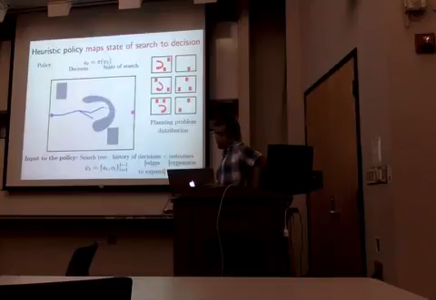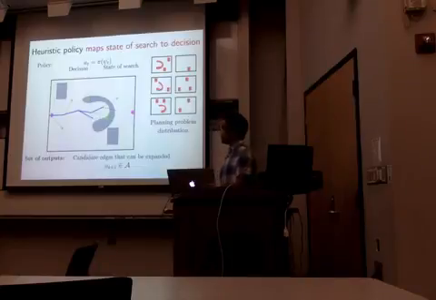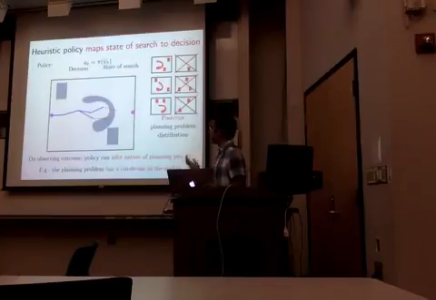So, for example, the input to the policy here is the search tree, which is nothing but the history of decisions done and outcomes observed. The output of the policy is a set of candidate edges that can be expanded. And on making a decision, the policy observes an outcome, whether the expansion was successful or not, or whether the edge was in collision, as is the case here.